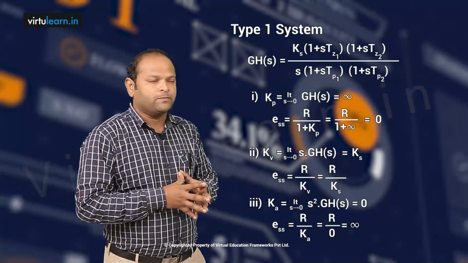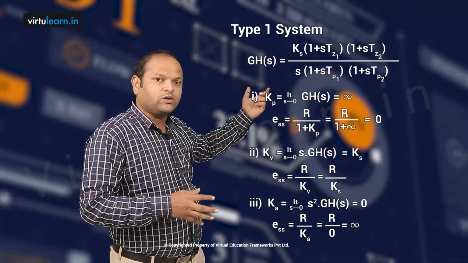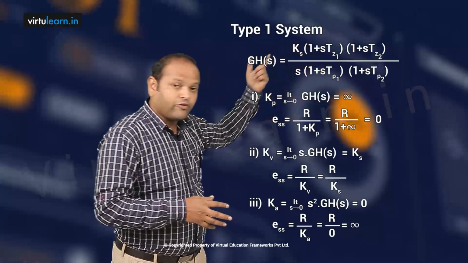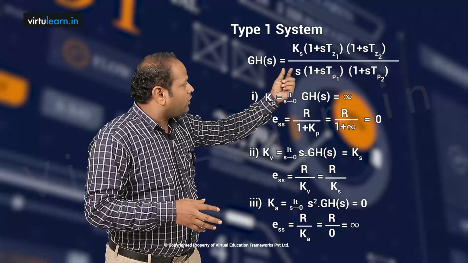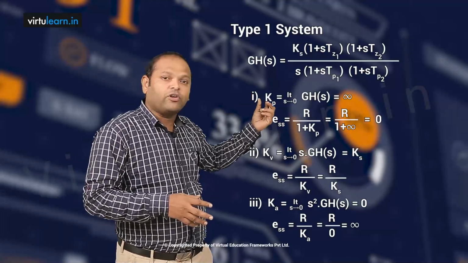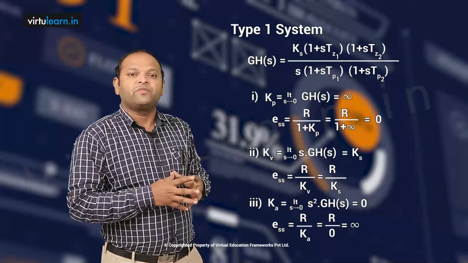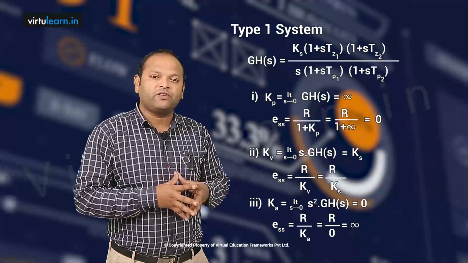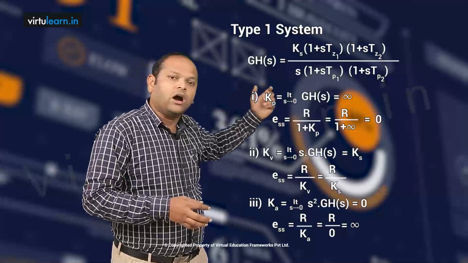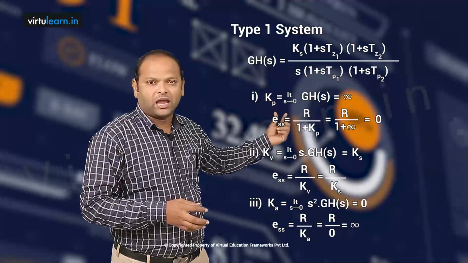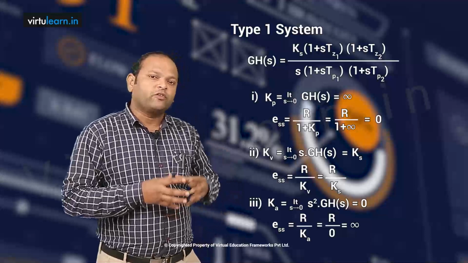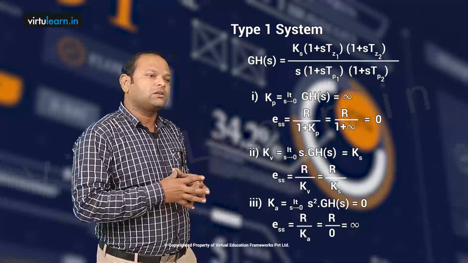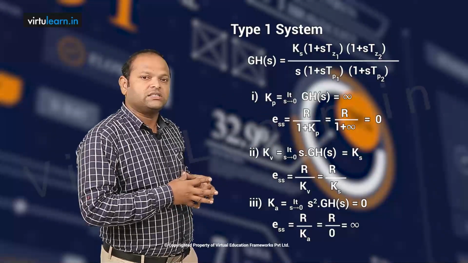The first one is Kp. Kp is equal to limit s tends to 0 of GH of s. When you take GH of s here, you will get all the terms 0, but in the denominator we have another extra s term, which results in Kp equal to infinity. When Kp is infinity, the corresponding error is R divided by 1 plus Kp, which results in 0. Therefore, whenever you apply a step input to a type 1 system, the constant is infinity and its steady state error is 0.